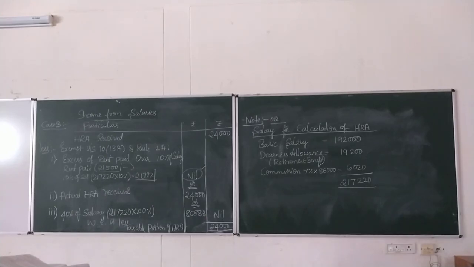Any doubts? In allowances, the main allowance is HRA only, that is house rent allowance. So after that we will go to perquisites.